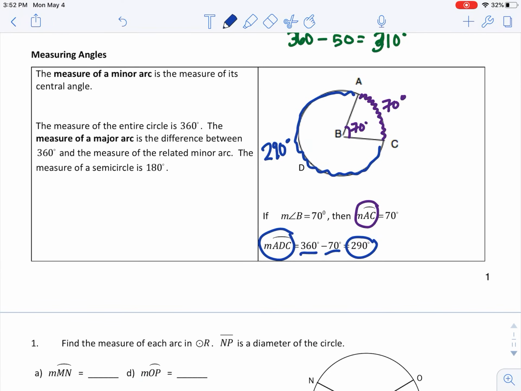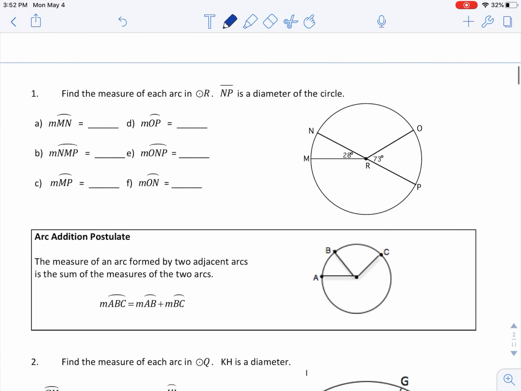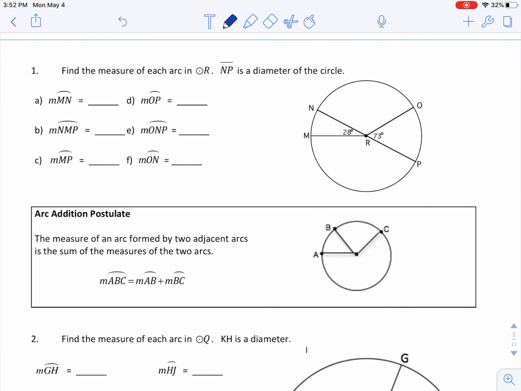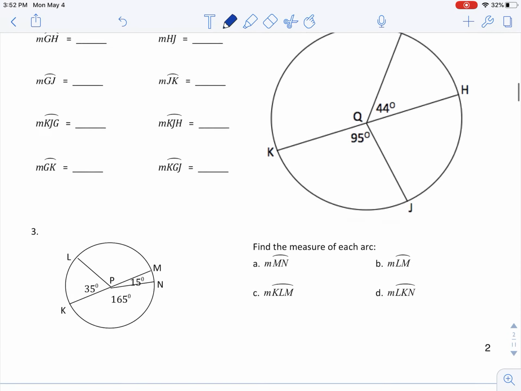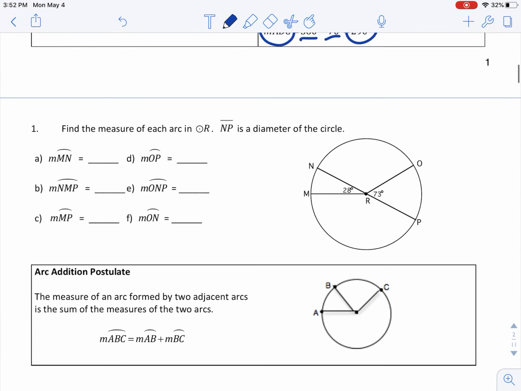So go ahead and turn to page 2. And here's an example. It gives us a circle with some arcs already labeled, and then you're supposed to find the measure of each of these arcs. So if this is 28, then we know its minor arc there, MN, is going to be the same. So that's just 28. Now it goes down to NMP.